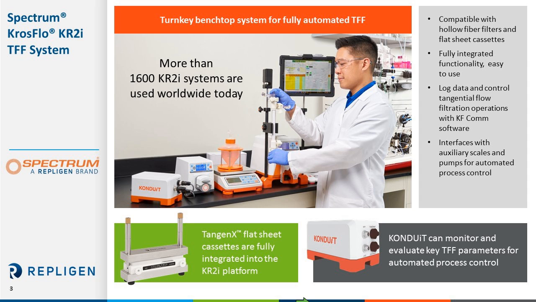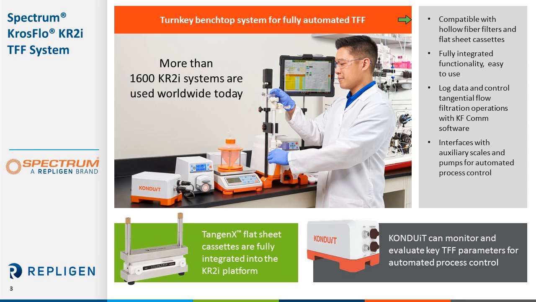The KrosFlo KR2i TFF system from Repligen is a turnkey benchtop system for TFF process development and small-scale processing, and an ideal system for UFDF applications and downstream processing. The KR2i system is the most economical lab-scale TFF system on the market today and enables operations of both hollow fiber filters and flat sheet cassettes.